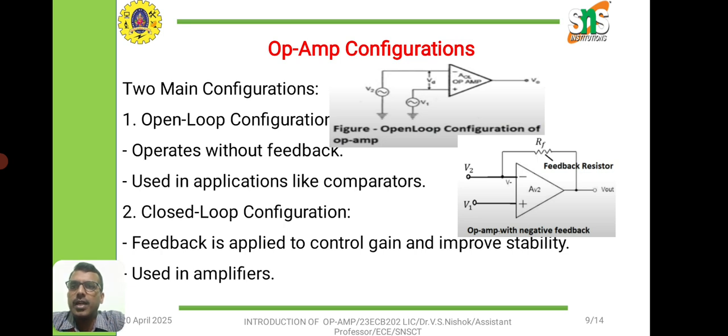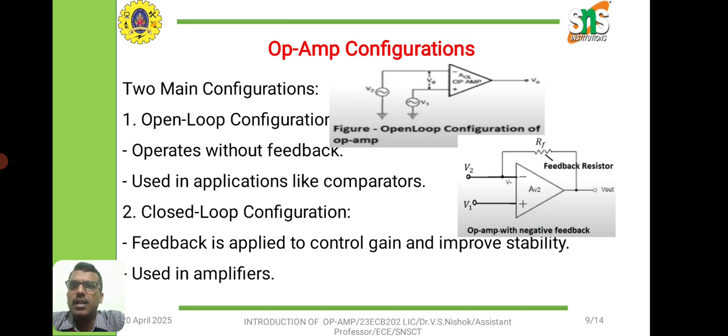Coming to the closed loop configuration, we can see the below diagram. From the output path, V out, we are taking a signal and connecting the V2 input path and the output path with a resistor RF. That is nothing but a feedback path. If the feedback path is available between the input and output, that is called a closed loop configuration. These are the two types of configuration widely used.